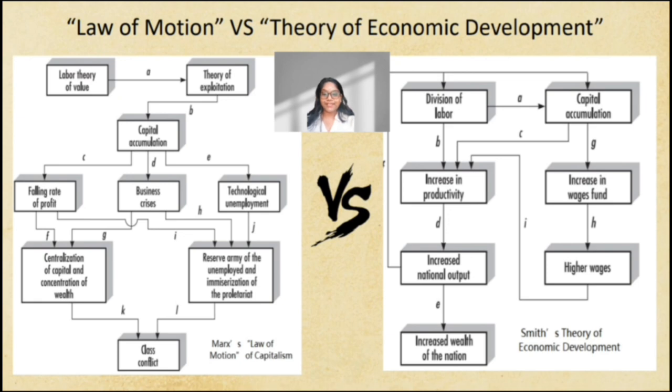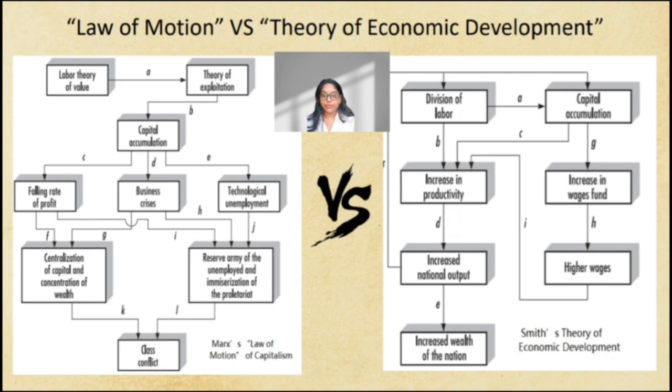Moreover, Smith also believed the specialization and the division of labor increase productivity, which represent arrow B and C, and also increase the national output, which is arrow D. This is because Smith argued that with specialization in a particular task, workers will become more efficient, focused and productive. That will lead to economic growth in a positive way.